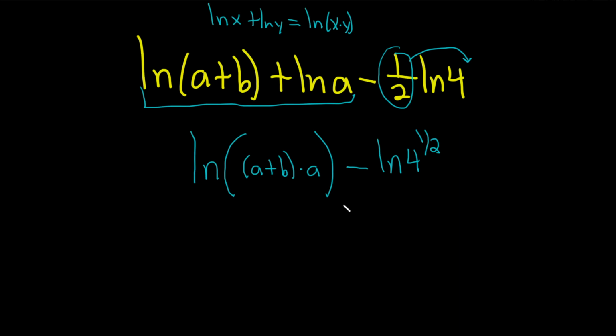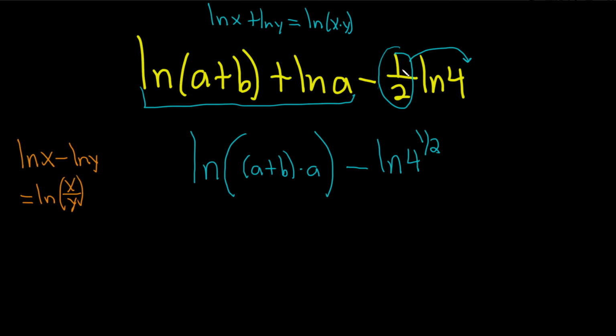You might be wondering, why did I do that? Why can we do that? Well, we can do it because when there's a number in front of a log, you can make it the exponent. But why did we do it? It's because the next rule we're going to use tells us that if you have the natural log of x minus the natural log of y, this is equal to the natural log of x over y, right? This is called the quotient rule. So notice there's no numbers in front of the log.